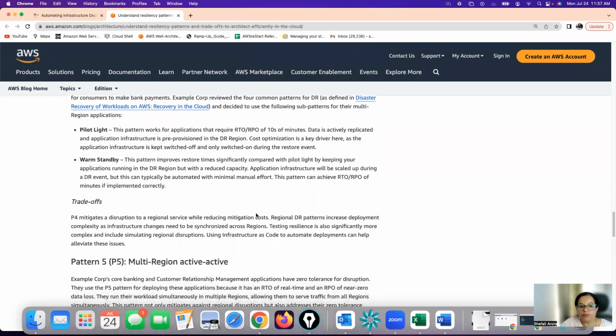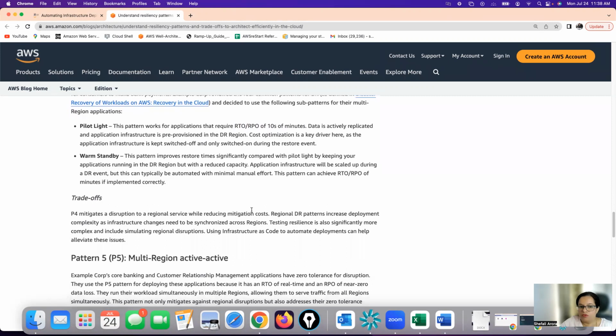Whereas another pattern is warm standby. Now, warm standby improves significantly as compared to the pilot light by keeping the application running in the disaster recovery region with reduced capacity. As an example, your application might be working on 4 instances, and in case of warm standby, we are providing another region, and in that region we are just running 1 or 2 instances, but not all 4. So that is known as the warm standby. We are pre-provisioning the instances which are running, but with low capacity.